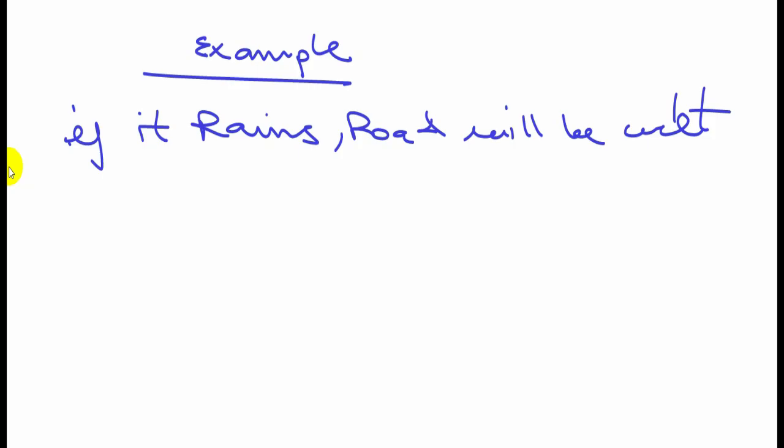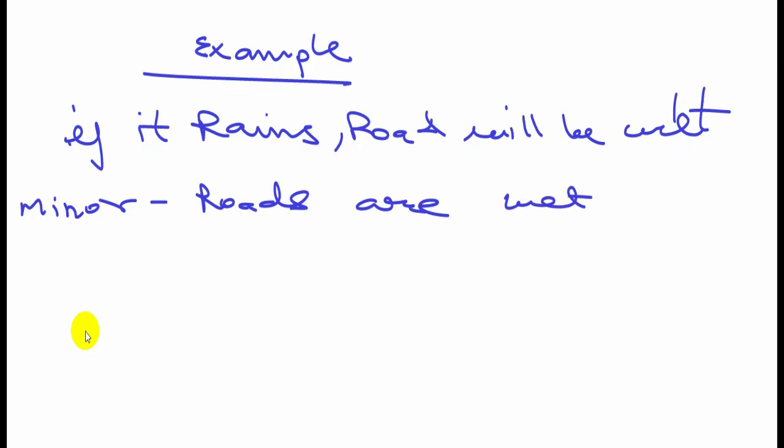Road will be wet. Now the minor comes and says, a minor premise states, roads are wet. This is not a hypothetical. Minor premise is our normal categorical proposition.